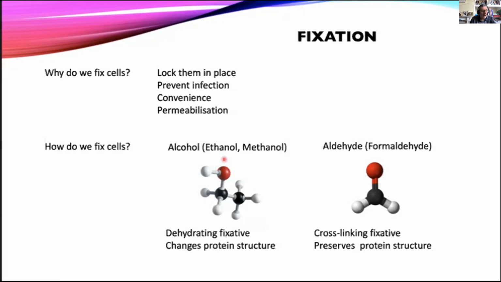Now, by alcohol, I generally mean ethanol, occasionally methanol. And here's a chemical structure for you, for those of you who like that sort of thing. Alcohols are dehydrating fixatives. They remove water from our cell. They also dissolve lipids, which is why they're very good permeabilizing reagents. But a downside for us is that they're going to change your protein structure. Now, if that's something that's important to you, we might have to think, is this the best way to go? Because if we're looking for an antibody binding to an antigen, a protein antigen, if that is conformationally changed, our antibody may no longer bind.